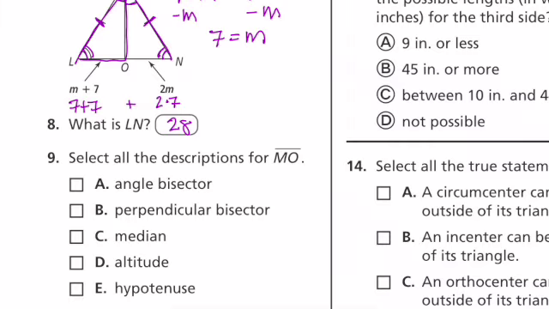And then MO, we decided that this was a right angle right there, because it would have to be if these two angles up here were the same. So it would be an angle bisector. It's a perpendicular bisector, a median and an altitude. Pause there.